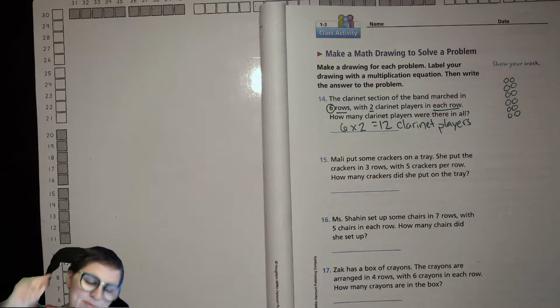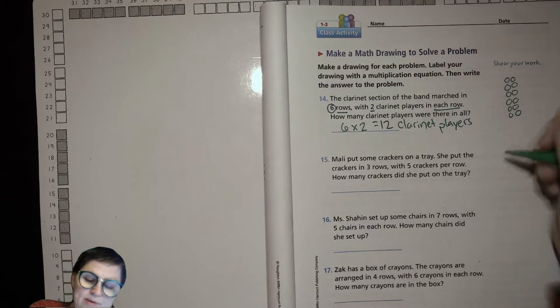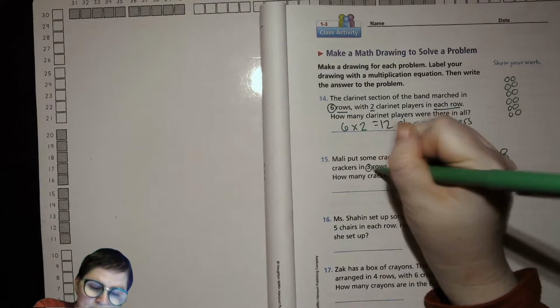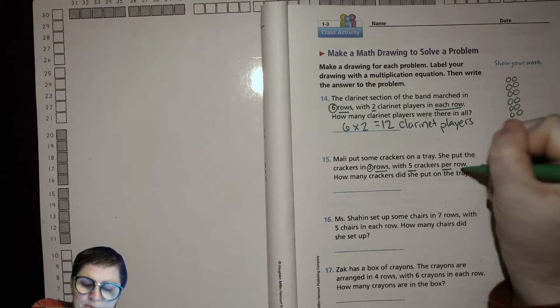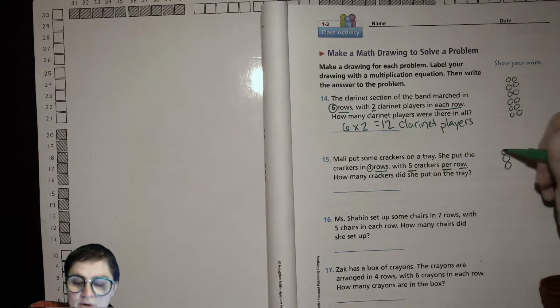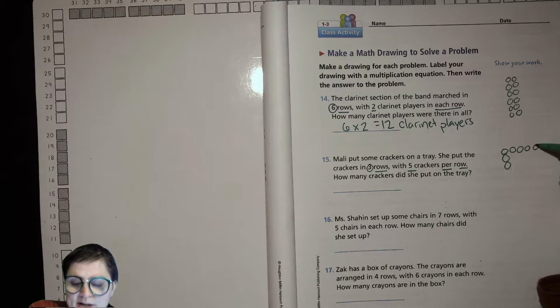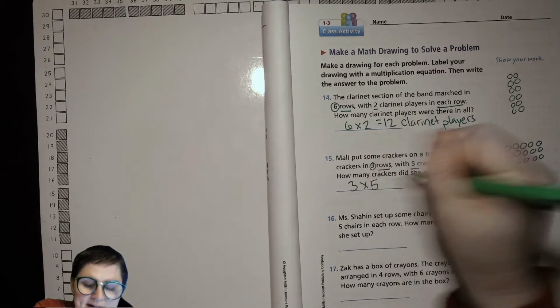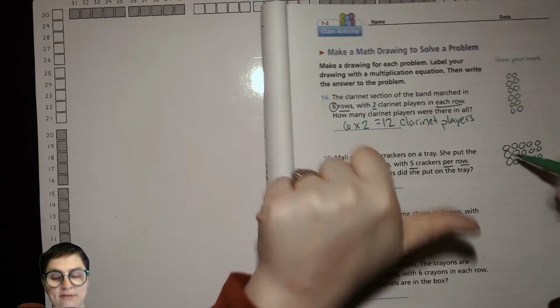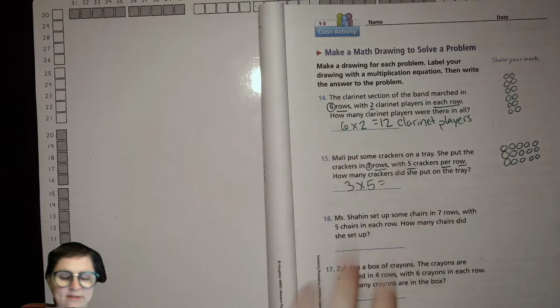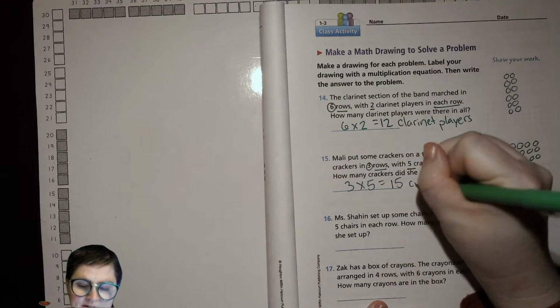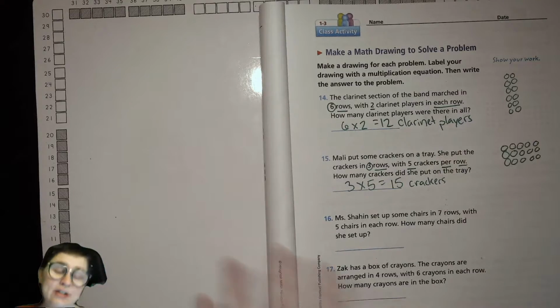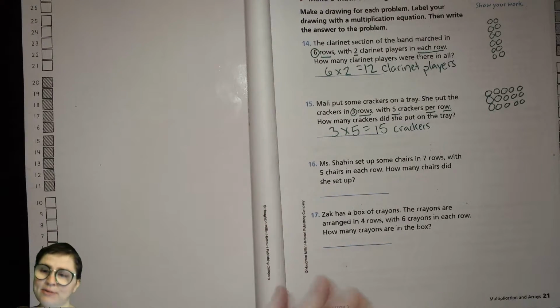Okay, Molly put some crackers on a tray. She put the crackers in 3 rows, so 1, 2, 3, 3 rows, with 5 crackers per row. Remember, per is another word for like each. So 1, 2, 3, 4, 5. 1, 2, 3. Now we have a 3 by 5. And then we can count by 5s. 5, 10, 15. 15. If you're feeling good, I want you to try these next 2 on your own. If you'd like to stay with me, stay with me.